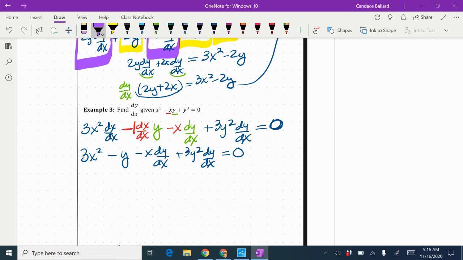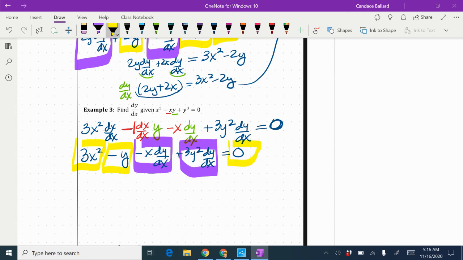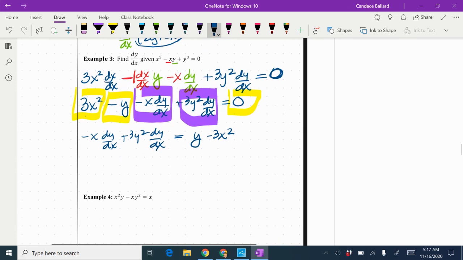I'm going to box everything that has a dy/dx in purple, and then everything that doesn't have a dy/dx in yellow. I'm going to move all my yellow stuff to the right side. So I'm keeping my other stuff on the left side. So negative x dy/dx plus 3y squared dy/dx equals, I'm going to add the y, and then I'm going to subtract the 3x squared. It doesn't matter what order. We typically don't see the negatives hang out in front.